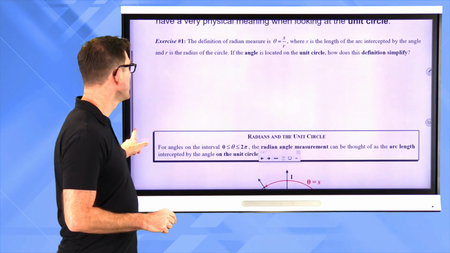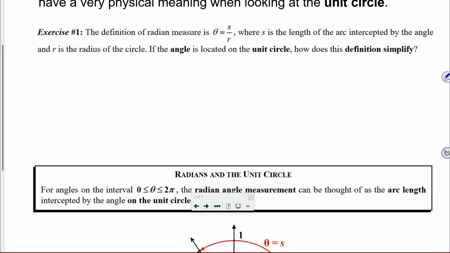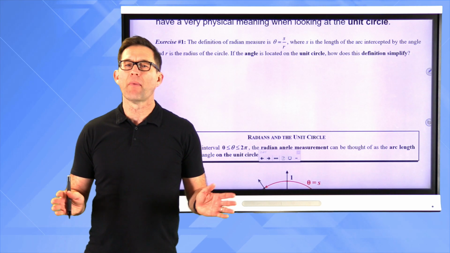All right, exercise number 1. The definition of radian measure is theta equals s divided by r, where s is the length of the arc intercepted by the angle, and r is the radius of the circle. If the angle is located, though, on the unit circle, how does this definition simplify? So again, let me just remind you.